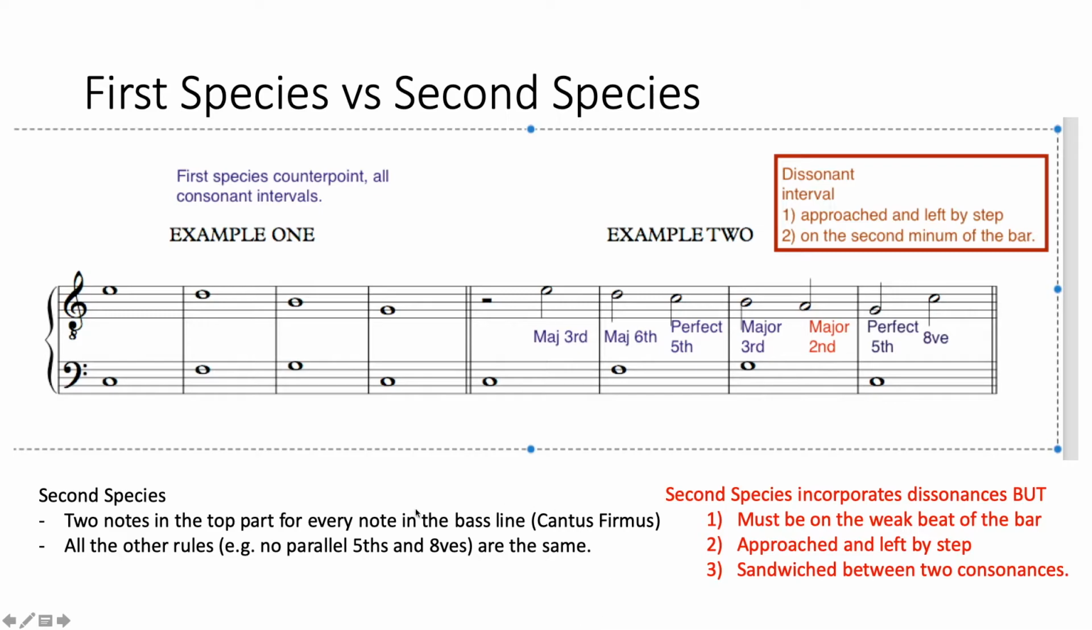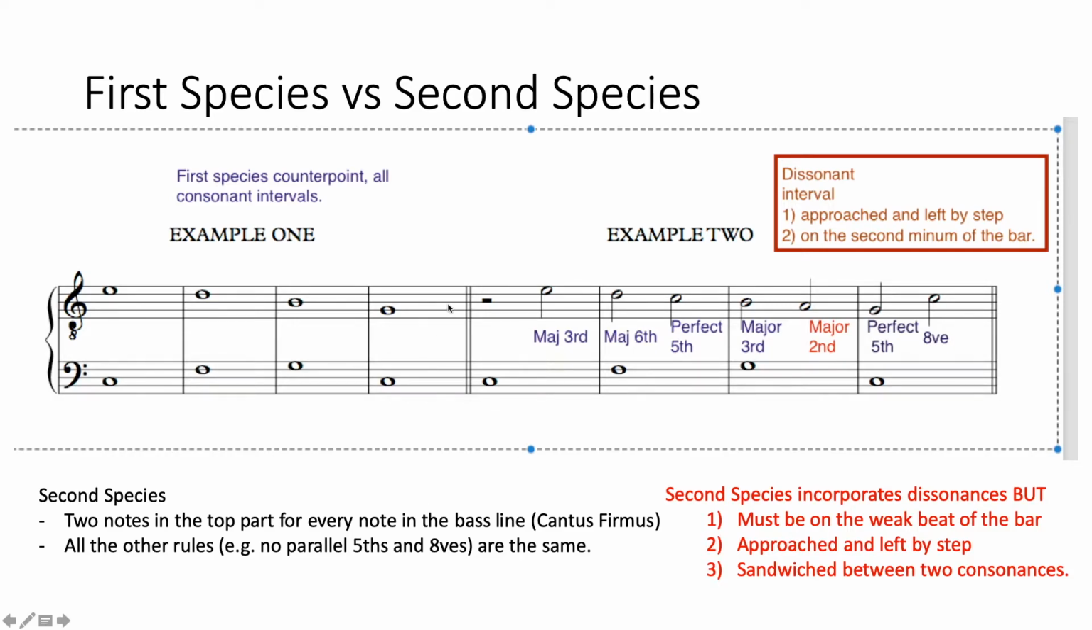So just quickly to recap some of the other differences between second species and first species. We've got those two notes on the top, but actually the rest of it is more or less the same. So all the other rules still apply. We still need to try to avoid parallel fifths and octaves. We still should try to end with a perfect cadence. We should try to use mostly stepwise motion. All of those things are the same.